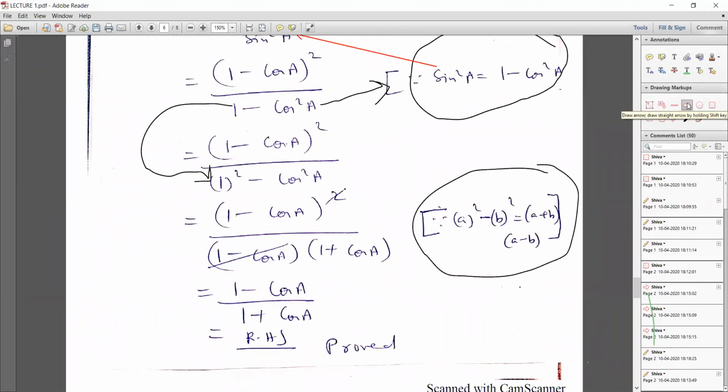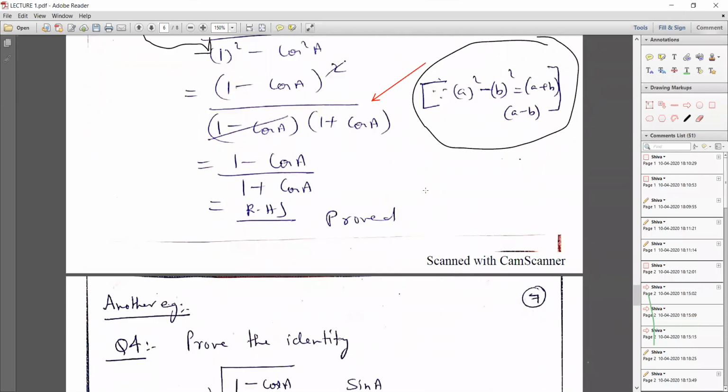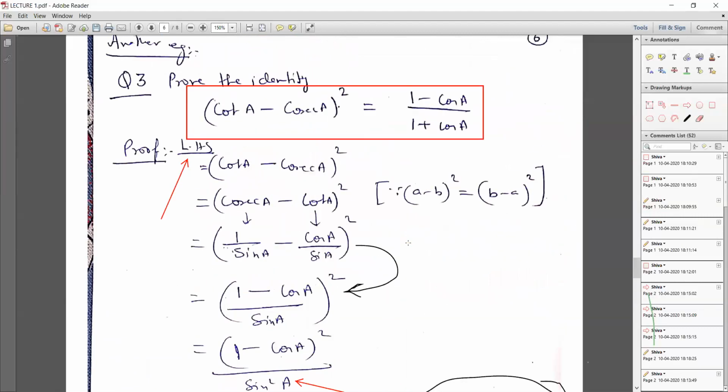Numerator I am not touching, (1 minus cos A) whole square, and the denominator I have solved by using the identity a square minus b square as (a plus b) into (a minus b). So (1 minus cos A) whole square upon (1 minus cos A) into (1 plus cos A). So 1 minus cos A will be cancelled with (1 minus cos A) whole square. So finally we will get the result (1 minus cos A) upon (1 plus cos A), and this is equal to our right hand side.